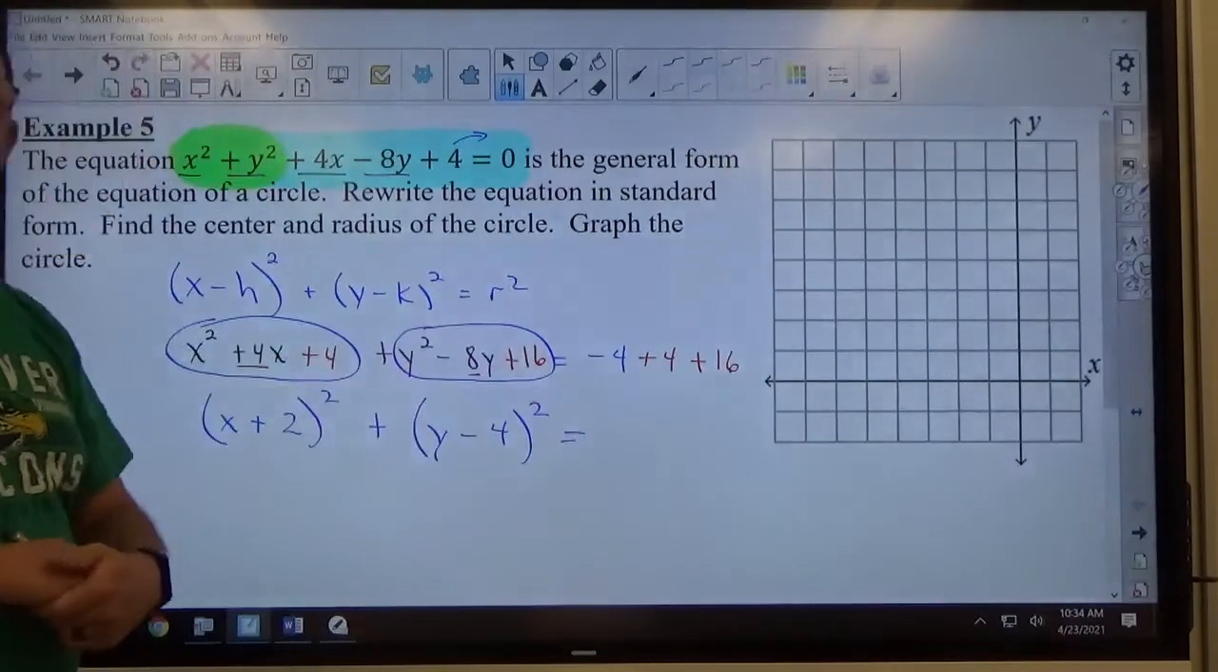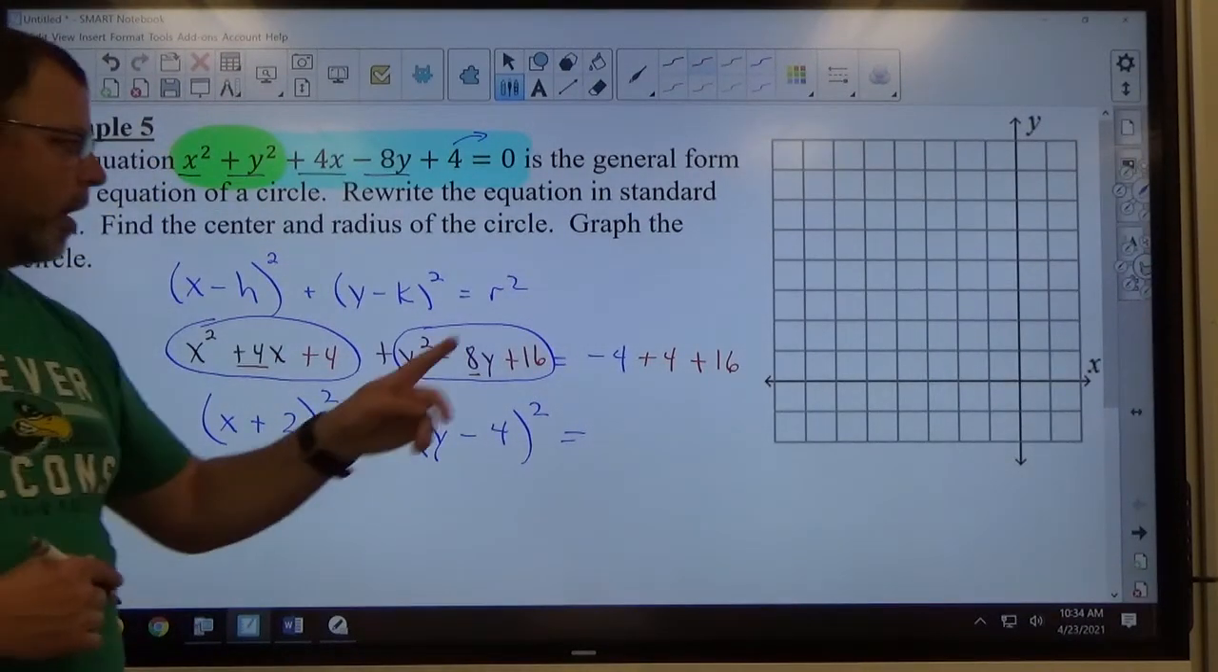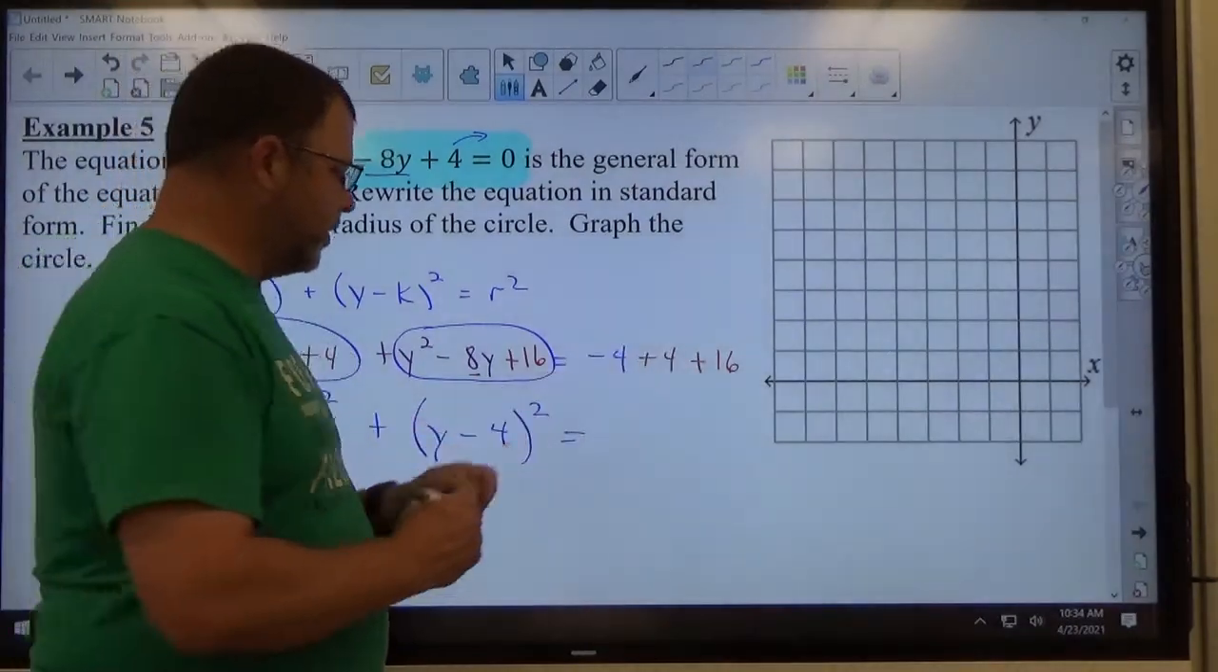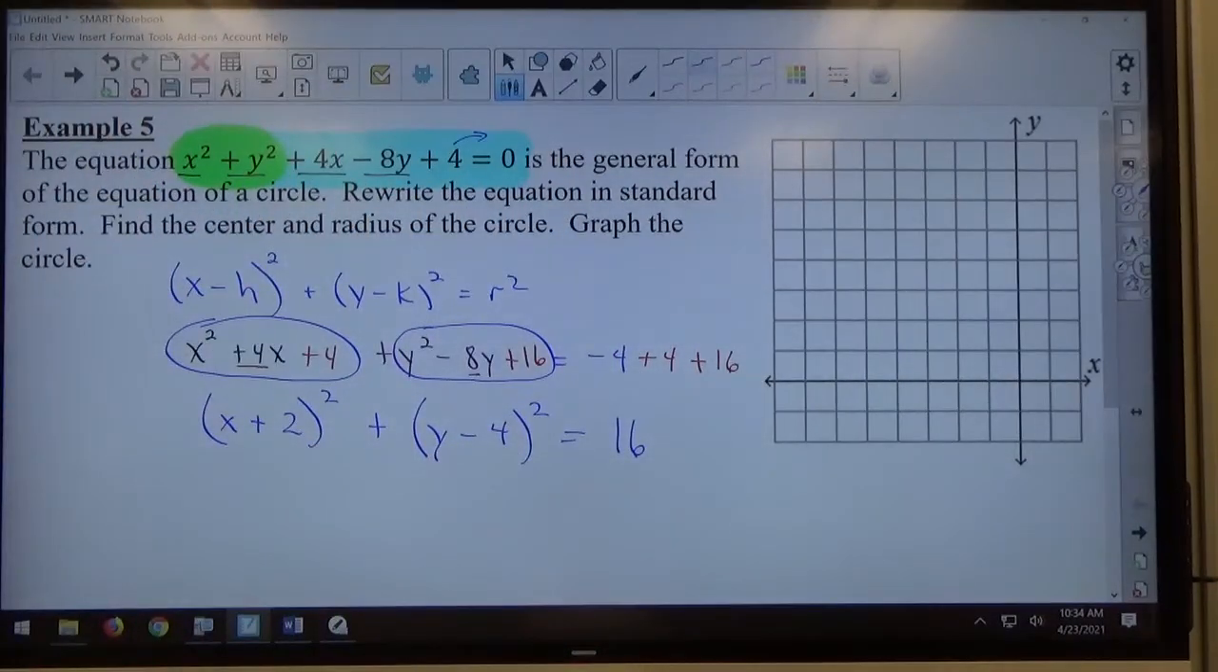Over on this side, those numbers add up to whatever they add up to. I don't care what they add up to. They just add up to some number. So negative 4 plus 4 is 0 plus 16 is 16. And now we're in standard form. Rearrange the grouping. So put the x's together, put the y's together, put the number on the other side. Complete the squares. Factor the left objects, add the right objects, and you're in standard form.